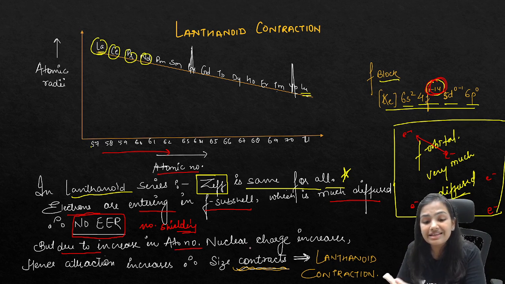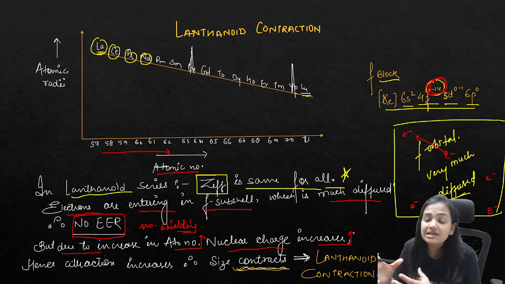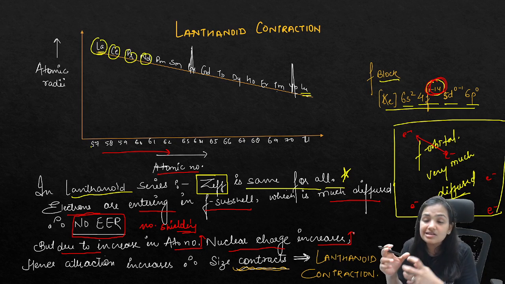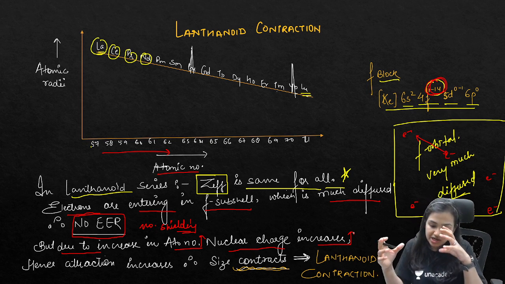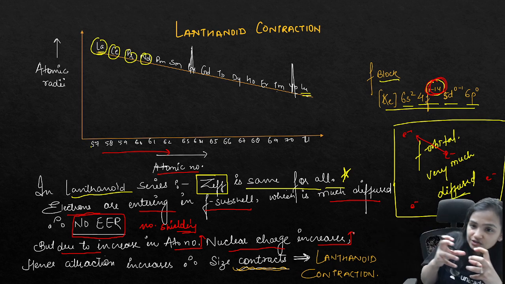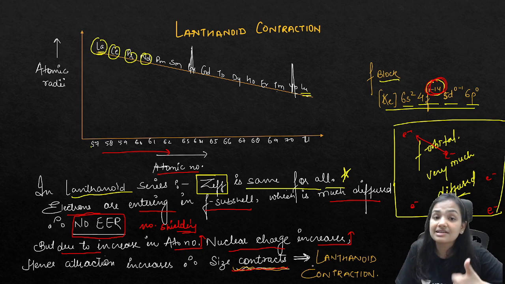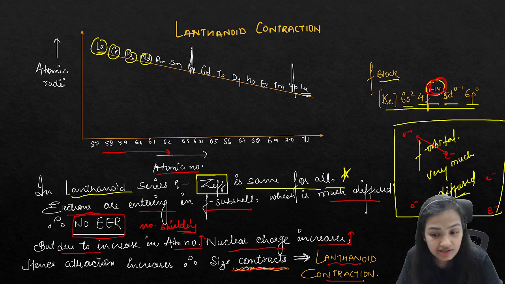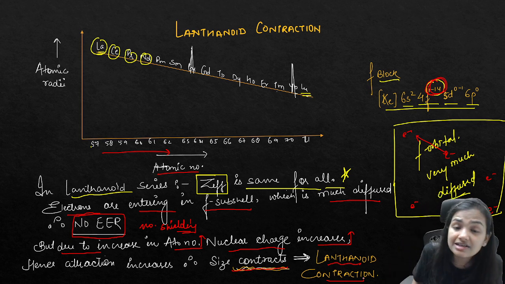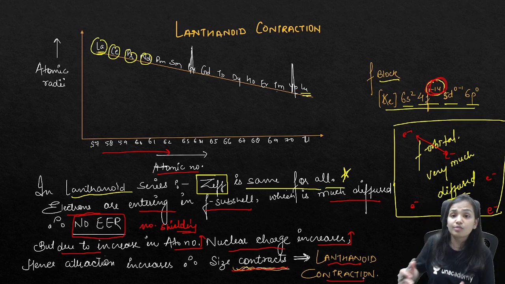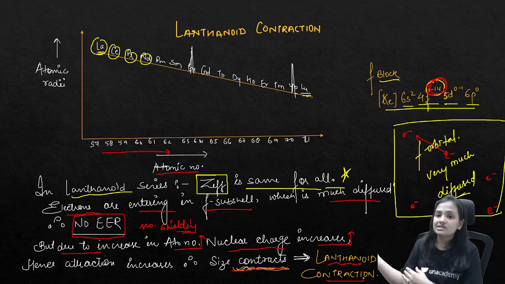So atomic number means if the atomic number increases, the value of Z increases, which means the nuclear charge, the charge caused by the nucleus, increases. Hence, if the charge by the nucleus increases, the attraction for the electron increases, and the size contracts. This contraction is known as the Lanthanoid contraction. Okay, so this is the Lanthanoid contraction, the gradual decrease in the size of the F block elements.